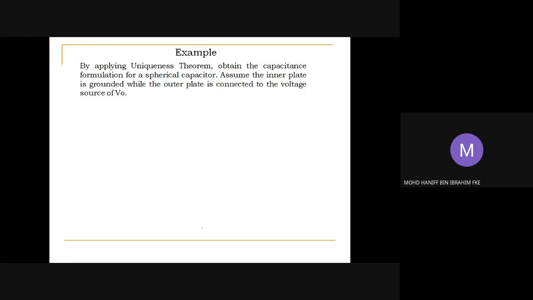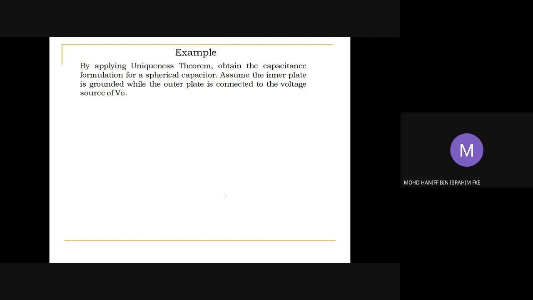This is basically to find the capacitance. We need to formulate the capacitance for a spherical capacitor. This is, I can say, an alternative to the technique that we have learned at the end of chapter 5, which is on calculating the capacitance for a given structure. So just to show you that by applying the Uniqueness theorem, we can also formulate the equation for capacitance for any given capacitor structure.